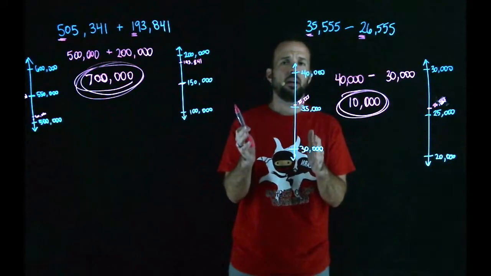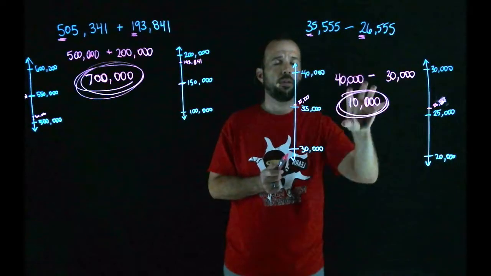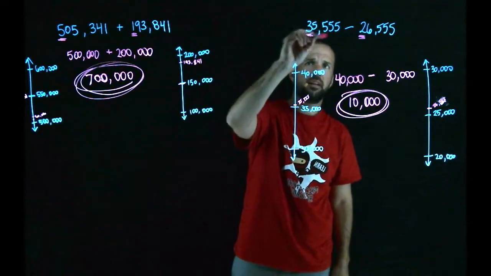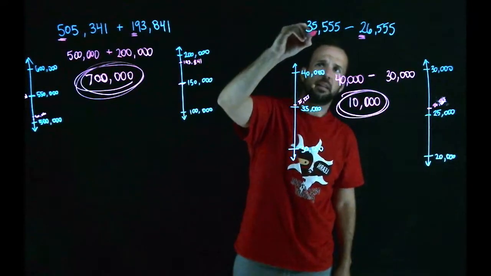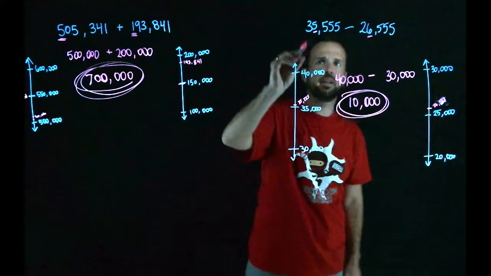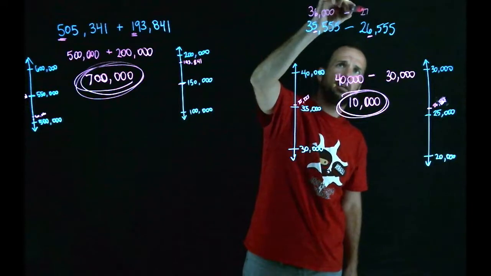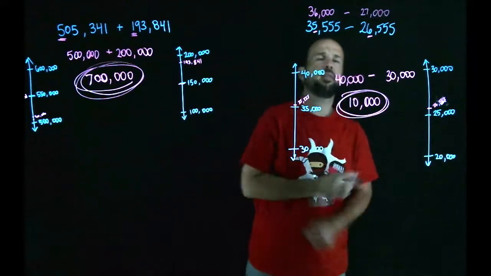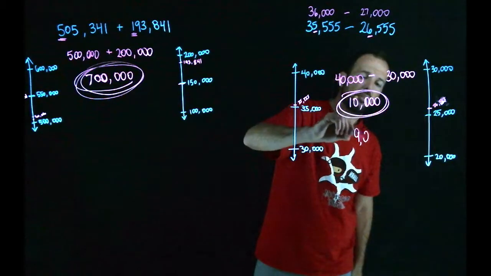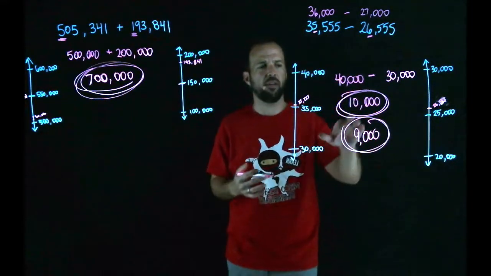And actually, what you're going to find is the smaller the place value you round to, the closer your estimate's going to be to the actual answer. So if instead I had rounded to, let's say, the thousands place, right? Well, this guy would have rounded up to 36,000. And this guy would have rounded up to 27,000. And if I subtracted those two, I would have gotten 9,000, which is actually going to be a closer estimate to my actual answer than 10,000 is.